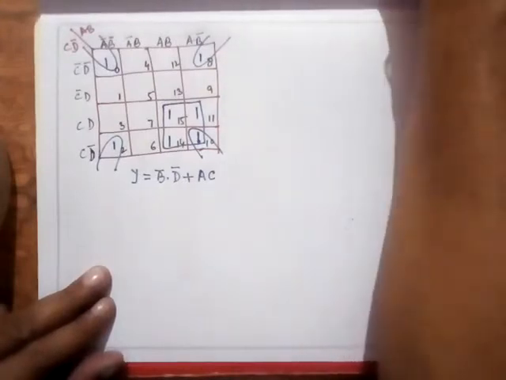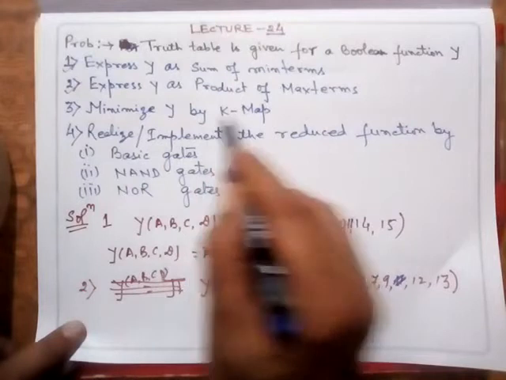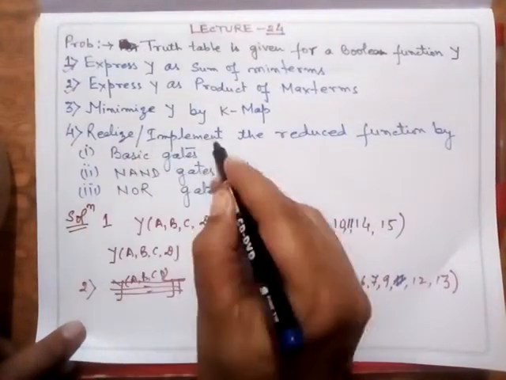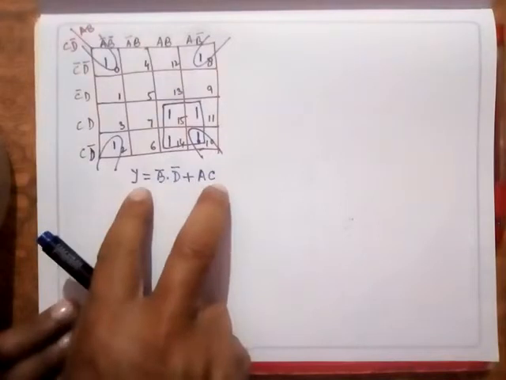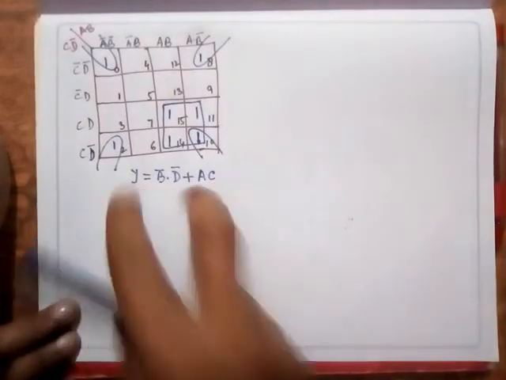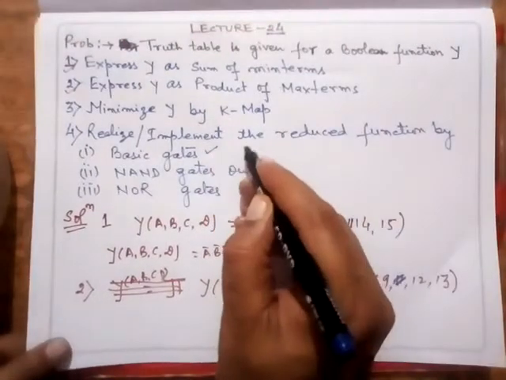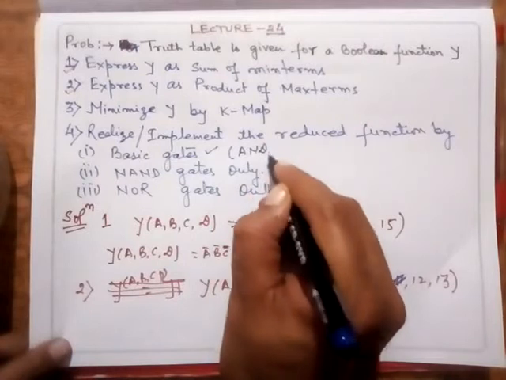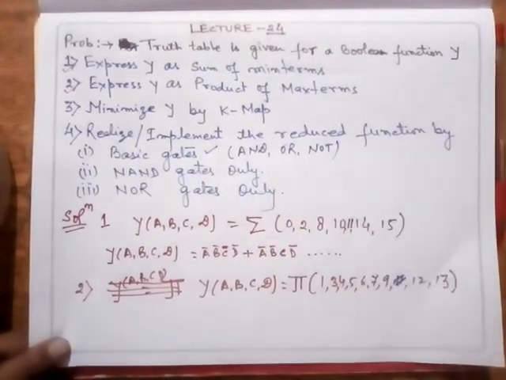Now, what the problem says, this is the second part of it: minimize this by K-map. Then the next part: realize or implement the reduced function by basic gates. That is, I have to implement this with the help of basic gates. Basic gates means AND, OR, and NOT gates. These are called the basic gates.